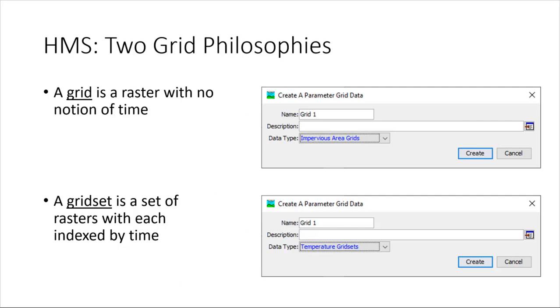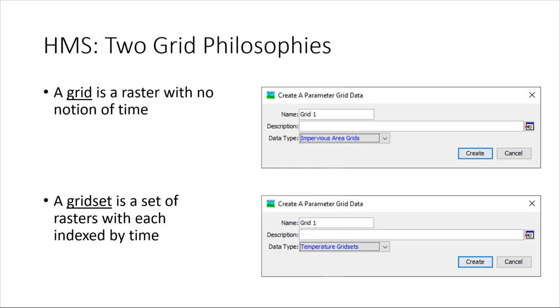An important distinction exists between grids and grid sets in HMS. Grids are static. They're an unchanging snapshot and are not associated with any sort of time. The example above shows an impervious area grid, which stays constant with respect to time. These data sets contain a single grid. Yes, in real life, impervious area amounts can change, but HMS cannot currently model time-varying impervious area.